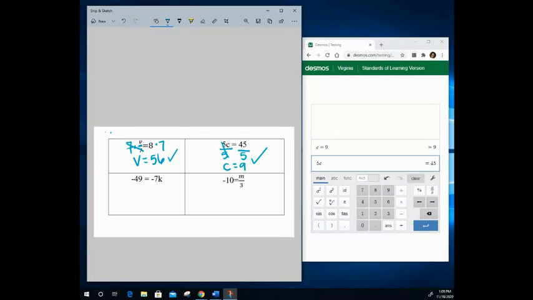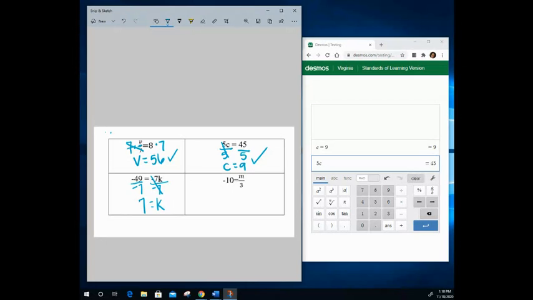For our next problem, we have negative 49 equals negative 7k. K is our variable. What's attached to it? A multiplication of negative 7. So to undo that multiplication of negative 7, I'm going to divide by negative 7. Whatever you do to one side, you have to do to the other. Our negative 7s will cancel. I'm going to bring down k, and negative 49 divided by negative 7 is positive 7.